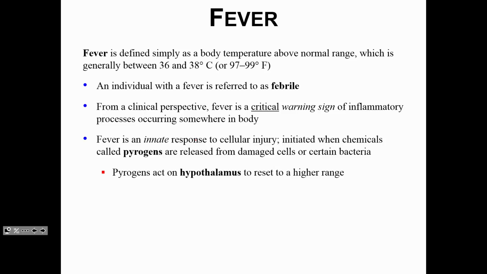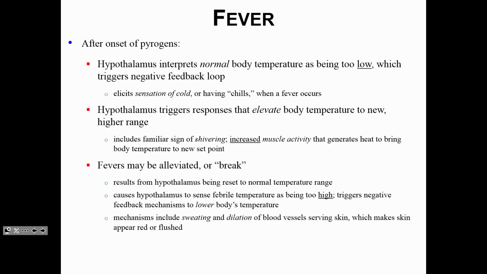It is an innate response, so there are chemicals called pyrogens that are released from the damaged cells or even certain bacteria. Those pyrogens act on the hypothalamus and they reset the hypothalamus to a higher range. All right, so this is what's going to kind of put us into positive feedback. After that onset of pyrogens, the hypothalamus is going to interpret normal body temperatures being too low, and then we're going to trigger a negative feedback, which is going to basically start the fever.